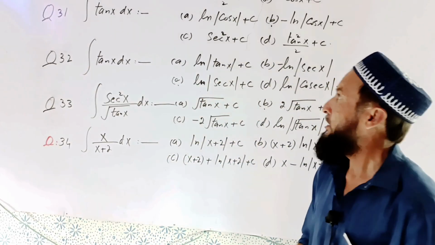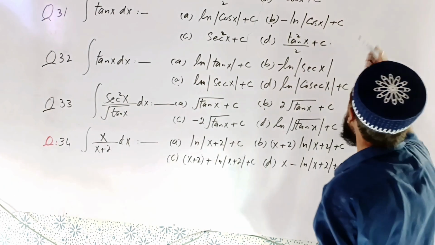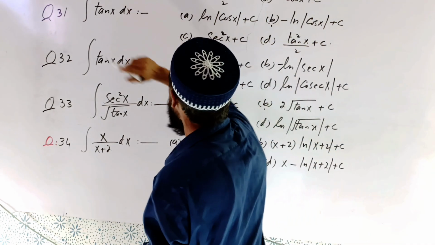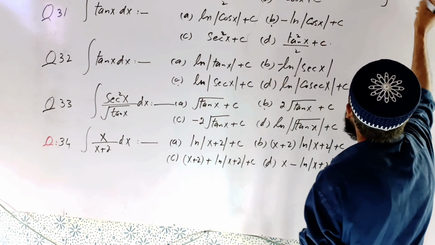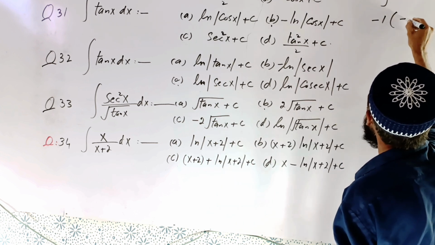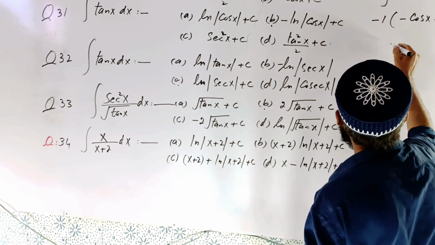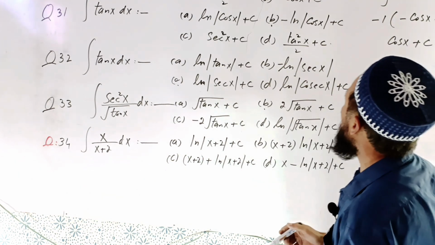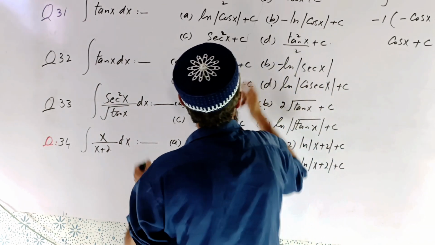Question number 30, integration of minus sin x dx. First of all, the coefficient of sin x is equal to minus 1. We can write minus 1 sin x dx. The integration of sin x is equal to minus cos x plus c. So minus multiplied by minus, we get cos x plus c. Cos x plus c is the correct option here. D is the correct option.